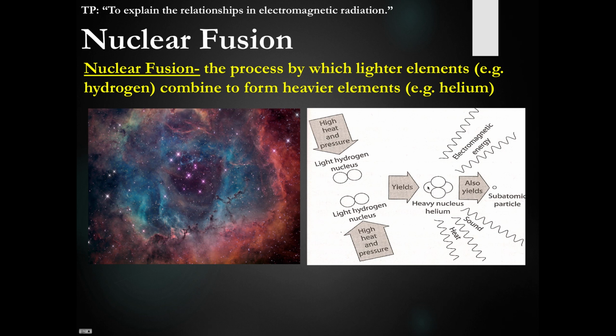In the picture here on the right, we have light hydrogen nuclei under high heat and pressure. They combine together, which is a chemical reaction, to yield a heavier nucleus of helium, and energy is given off. We also have subatomic particles that can be given off, but we have energy, we have sound, and heat. These are all things that are made through this nuclear reaction, this chemical reaction.